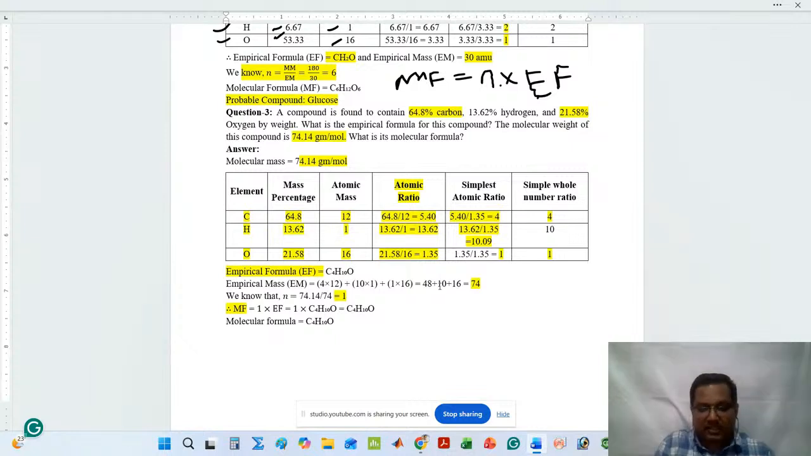For this class, I am stopping here. For the next class, I will discuss the atomic mass and the method to determine the atomic mass.